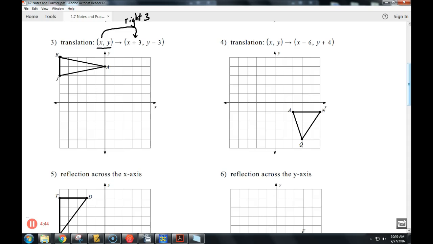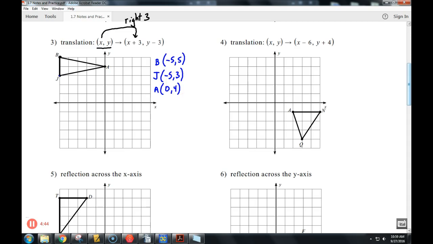Now the long way would be to actually write out all the coordinates and do the rule, and I'm going to do that here for the first one. So let's just write down our coordinates. Right now we have B, we have J, and we have A, and B is at, looks like -5, +5. J is at -5, +3, and A is at 0 and up 4, so 0, 4.